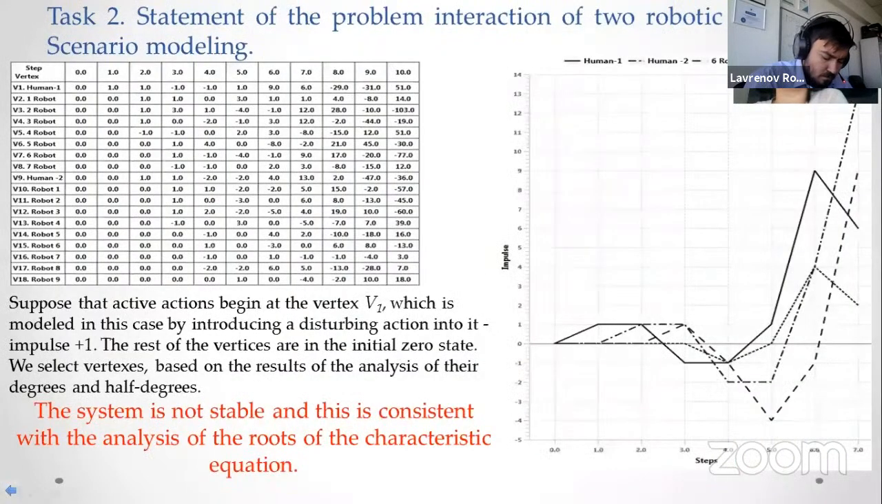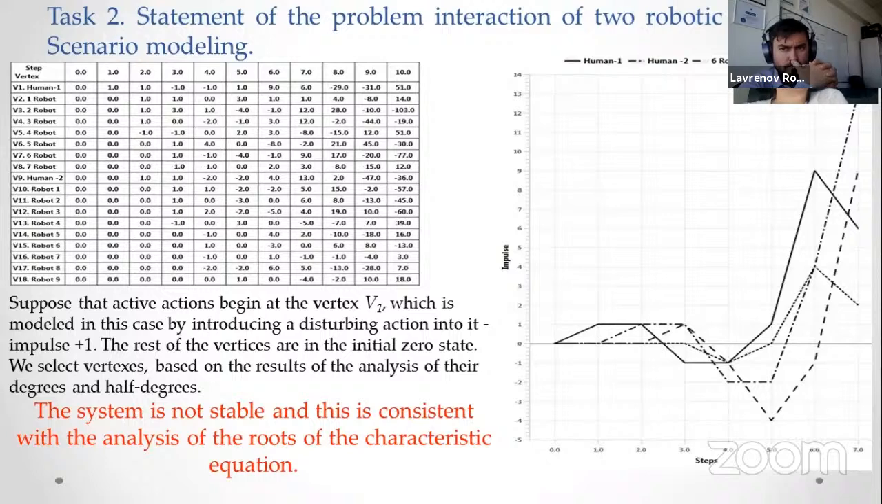Modeling of scenarios of possible development of situations is carried out by means of impulse modeling, the results of which are presented in the slide. In order to simplify a visual analysis of the experimental results, only 7 simulation cycles are presented in the slide. In this case, the vertices are selected based on the results of the analysis of their degrees and half degrees. They are V1 human 1, V9 human 2, V7 robot 6, and V14 robot 5.